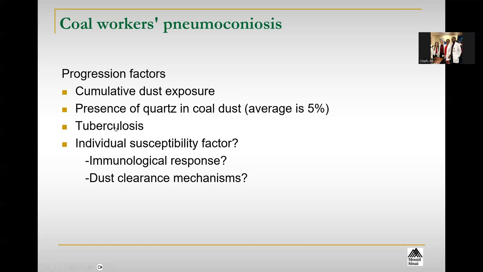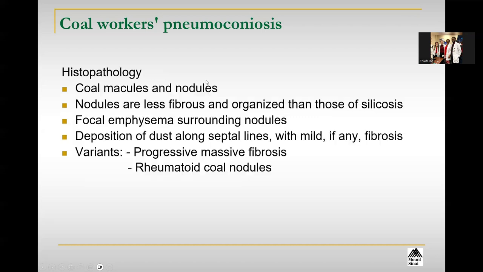Tuberculosis is a comorbidity or a complication of some of the pneumoconiosis like coal workers and silica induced lung diseases, and a factor accelerating the progression of the disease or enhancing the clinical severity. And there are, as usual, individual susceptibility factors that are not very well understood. So in the histopathology, the classic finding is the coal macules and nodules. Usually the nodules are less fibrous and organized than those of silicosis. Again, I'll show some of that.